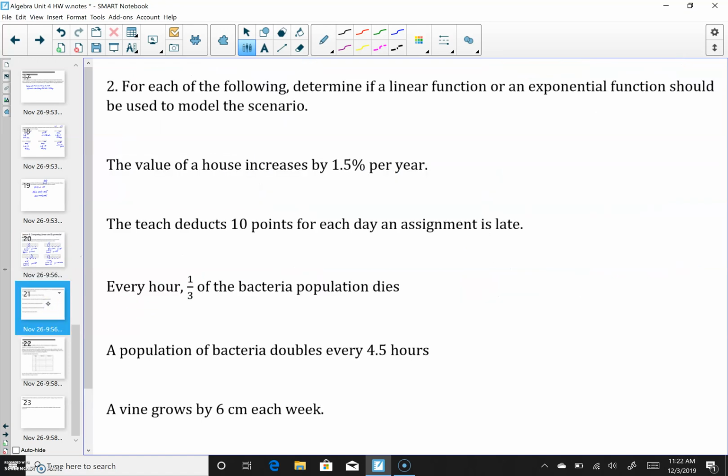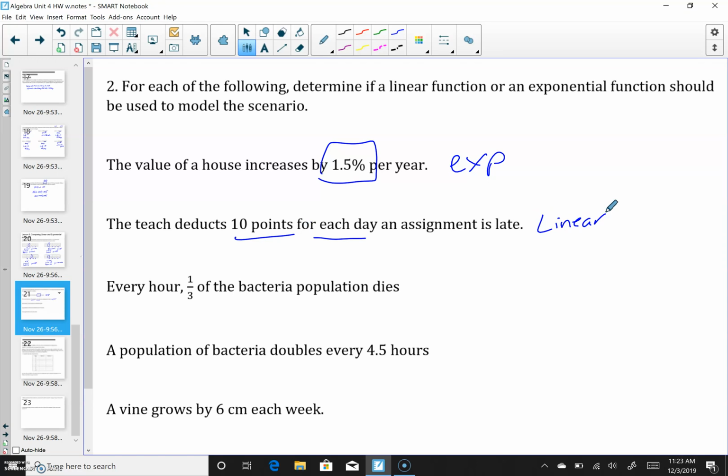In the second one, for each of the following, determine if linear or exponential should be used. The value of a house increases by 1.5% each year. Most of our percent-related questions are going to be exponential because it's going to increase by a different amount each time. The teacher deducts 10 points for each day an assignment is late. Well, since you are doing it 10 points per day, it's the same amount per day. That's going to be linear.